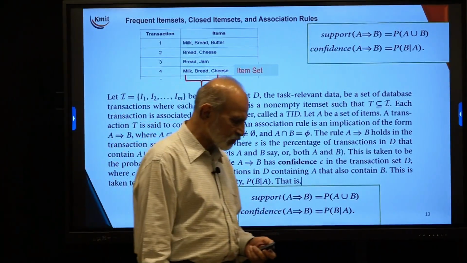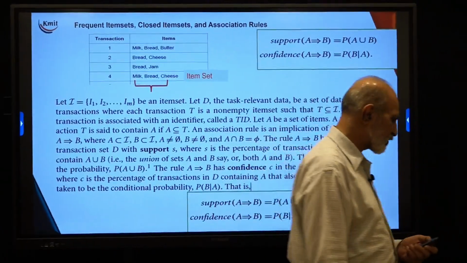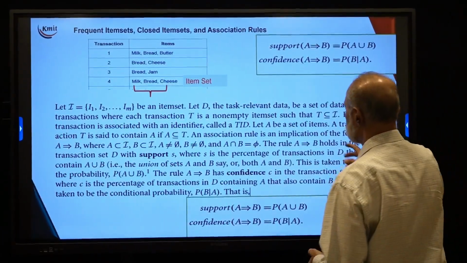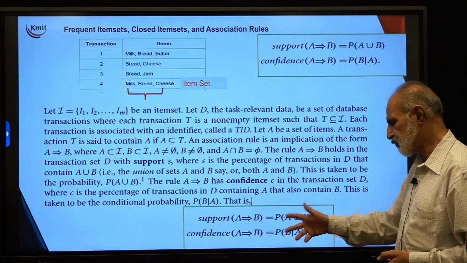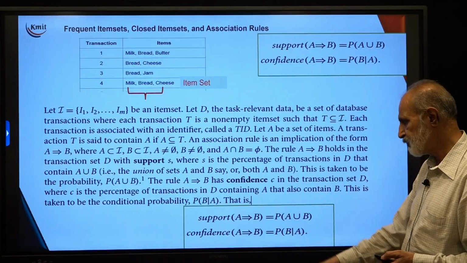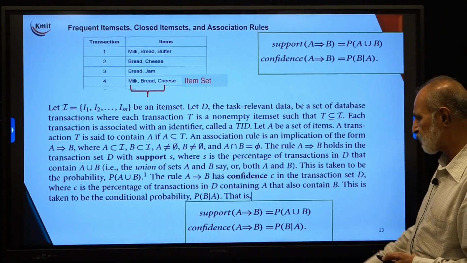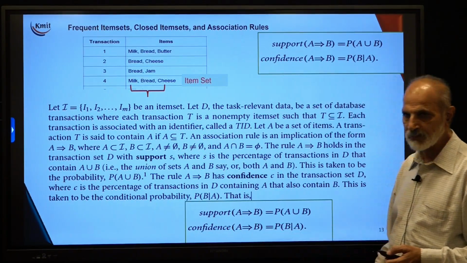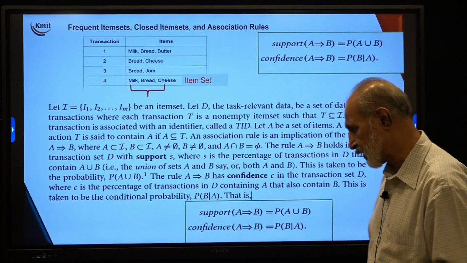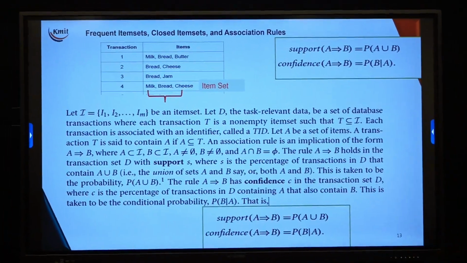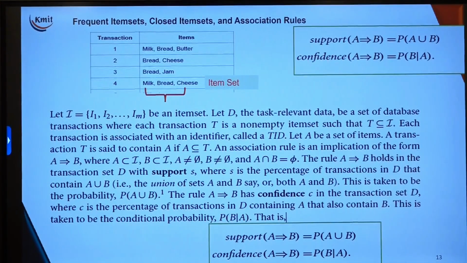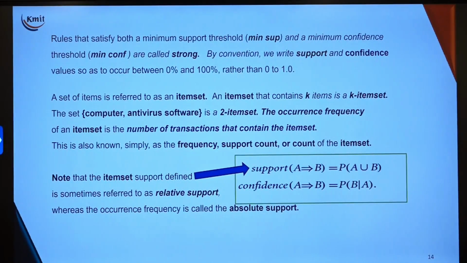So with these two small mathematical changes, very simple, we can have two derived formulas in terms of probability. Support is equal to the probability of A union B, and confidence is equal to the probability of B given the set A. So with these two association rule measures, we can do the mining business.